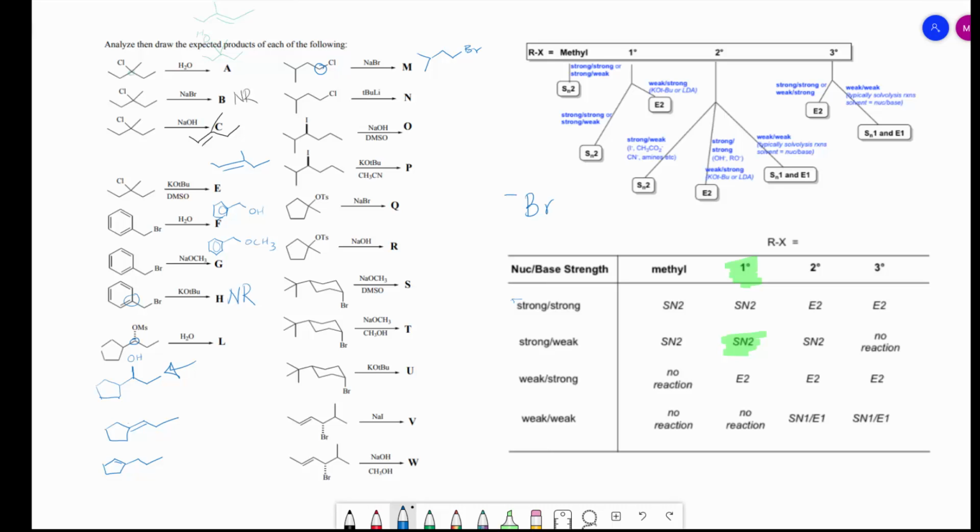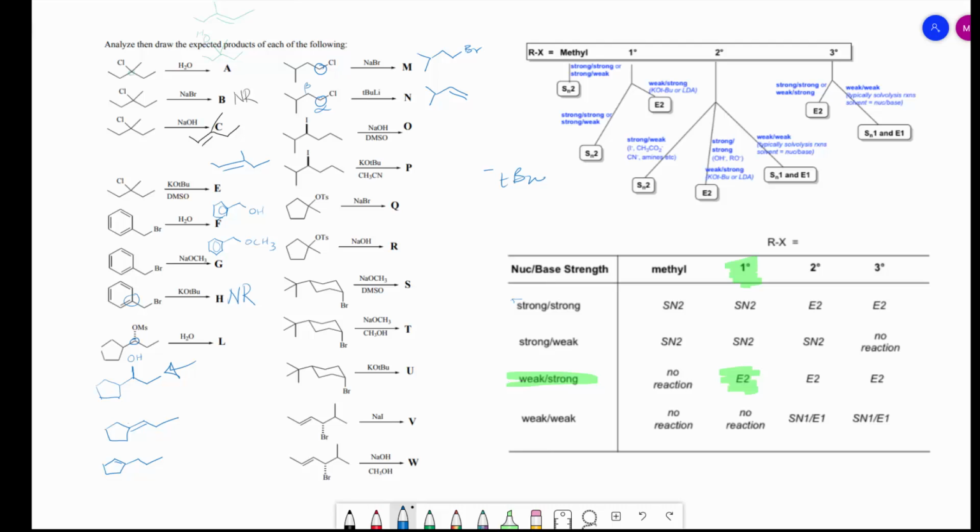For N, we have a primary alkyl halide again, and this time we have t-butyl lithium. Again, we have lithium and our t-butyl group. The lithium is delivering the t-butyl anion. So that t-butyl anion would then be a weak nucleophile, but a strong base. So I'm looking in this column here, and we would have an E2 reaction mechanism expected. So for that product, we need to look towards our beta hydrogen. This is alpha, this is beta.